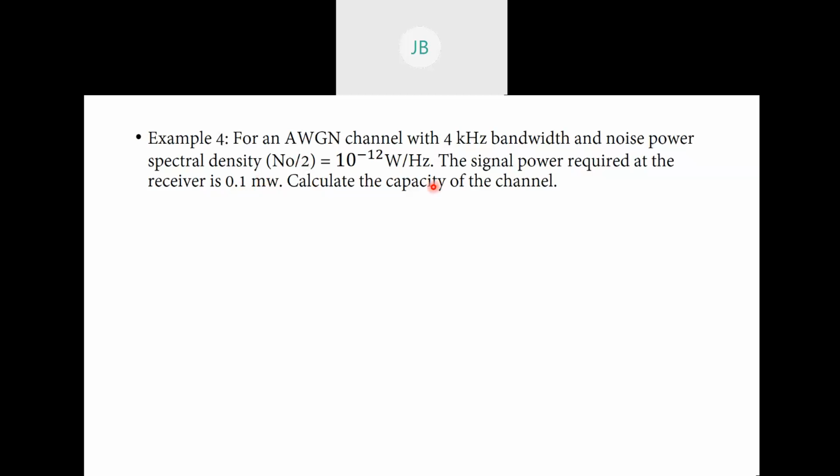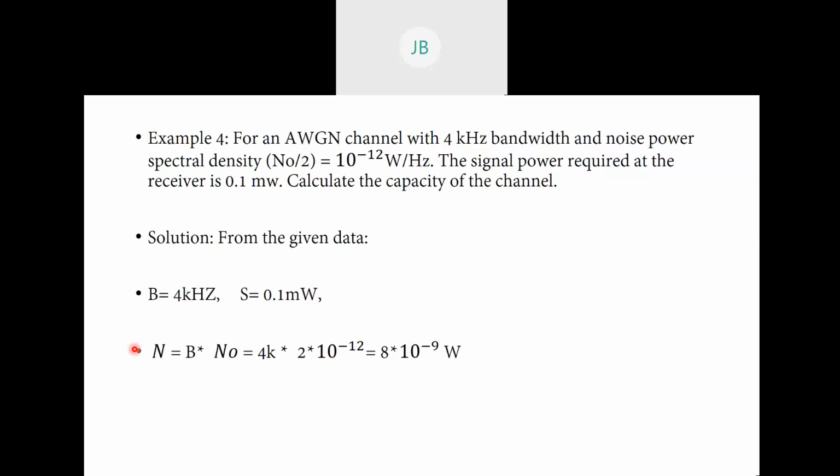We need to find out the channel capacity. So channel capacity C is equal to B log of 1 plus signal to noise ratio. It seems like we have most of the information required to find the channel capacity, but we will see that. Right now we have the bandwidth and also the signal power given here, but we need to know more about noise because we need to find out the signal to noise ratio.